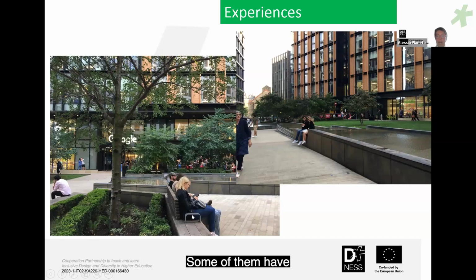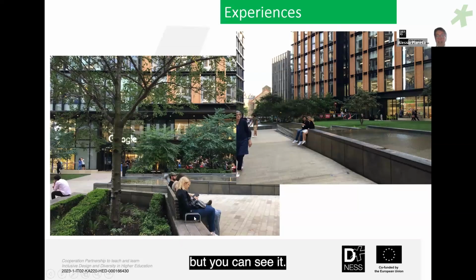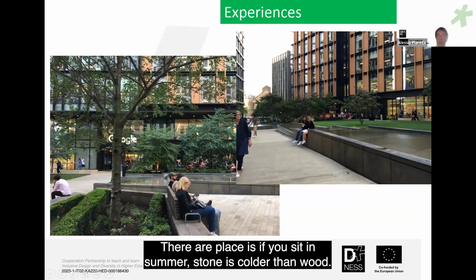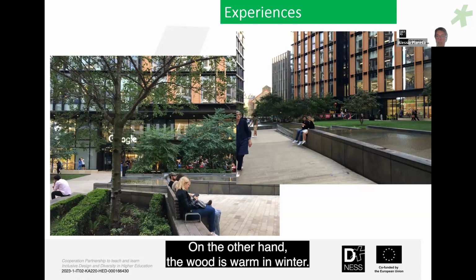Some of them have a maniglia. This handle is not a handle. I don't know the name for a bench handle, but you can see it is for people who have to use the strength of the arms to lift up. Others have not. There are colder places. If you sit in summer on stone, it's colder than the wood. On the other hand, the wood is warmer in winter.